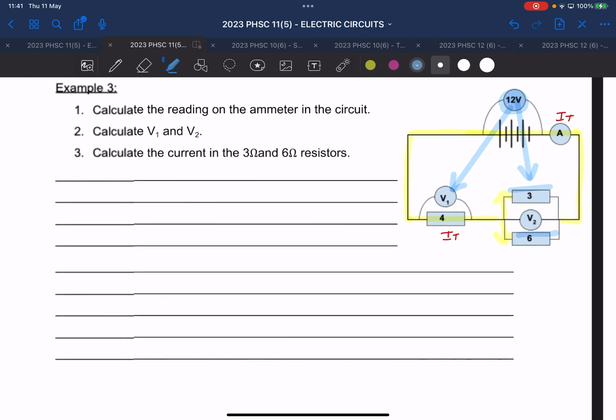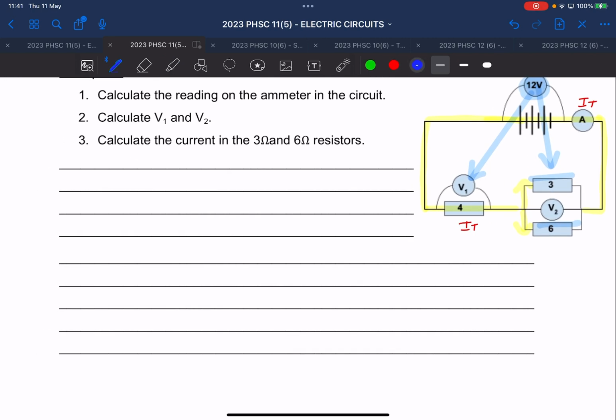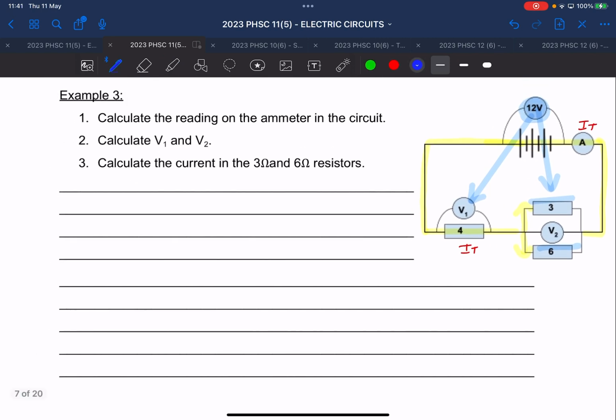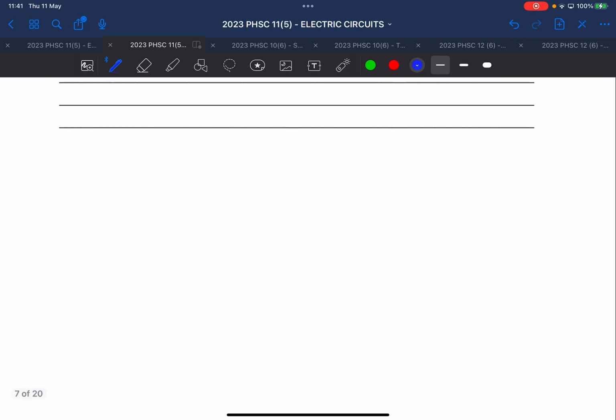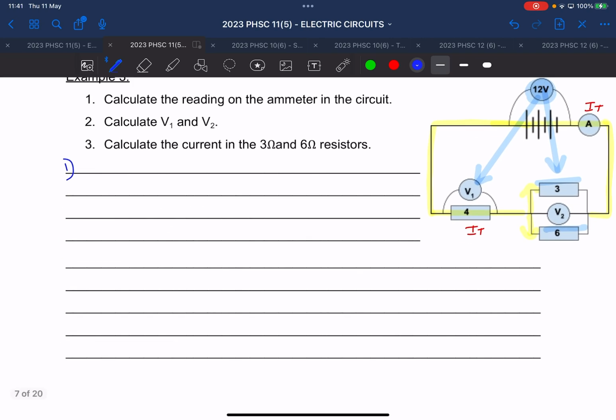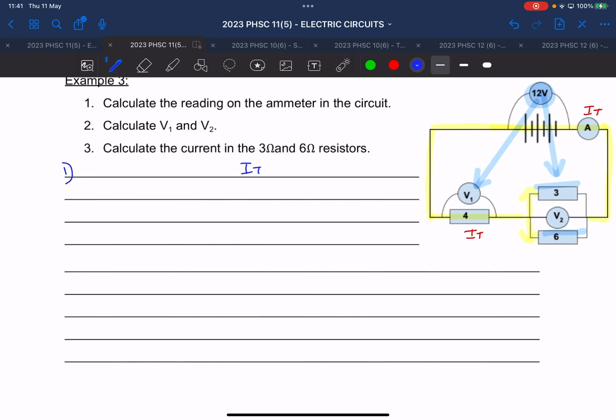Okay, right. Now they ask, calculate the reading on the ammeter in the circuit. Where's the ammeter? There's the ammeter. What does it measure? The total current. So at question 1, just FYI, you're going to need to draw in a lot of lines at the bottom, or you're going to have to write next to one another. Your choice. Anyway, so we want the total current. For that, we need the total volts and the total resistance.